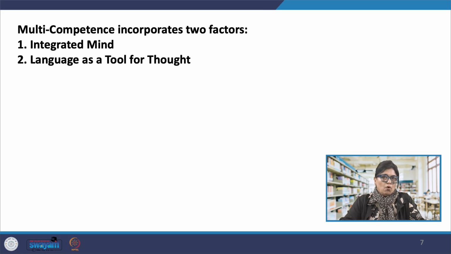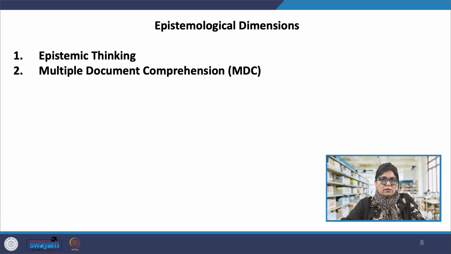Language as a tool for thought: different languages provide different cognitive tools and lenses for perceiving reality. Epistemological dimensions: when applied to epistemology, the study of knowledge, this implies a specific set of skills for handling information. Epistemic thinking is the process of thinking about how we know what we know. A multi-competent individual often moves beyond absolutism, one single truth, towards evaluativism. Knowledge is constructed and requires evidence from multiple perspectives.